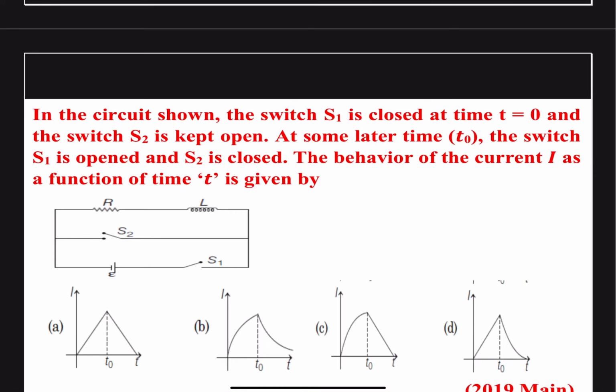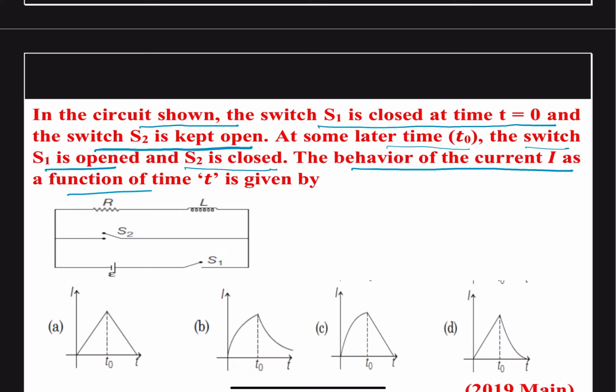Hello friends, today's question. In the circuit shown, switch S1 is closed at time t equal to 0 and switch S2 is kept open. At some later time t0, the switch S1 is opened and S2 is closed. The behavior of the current I as a function of t is given by.